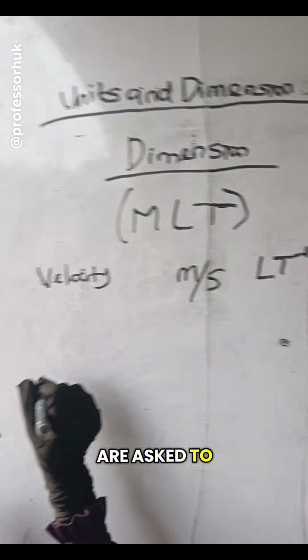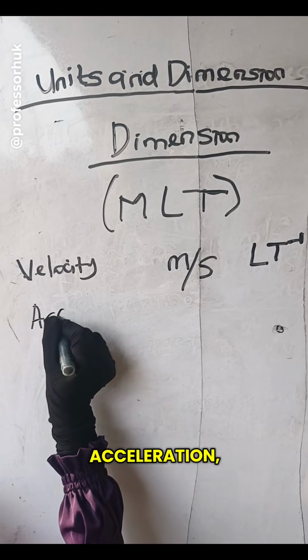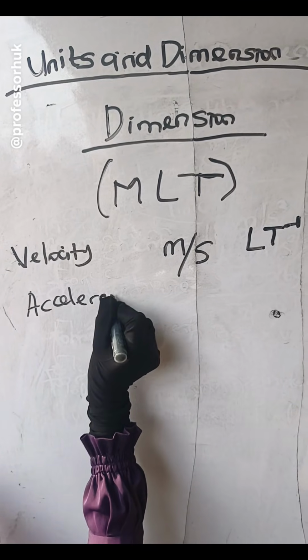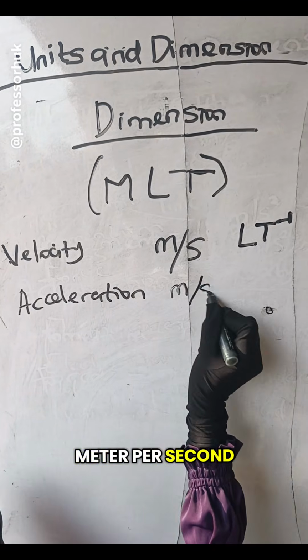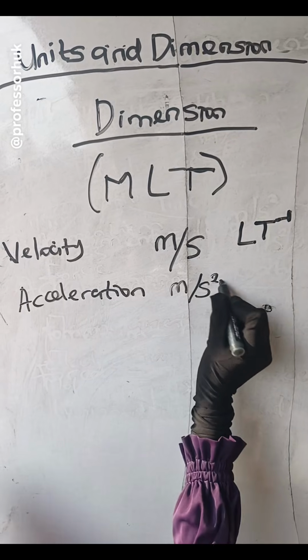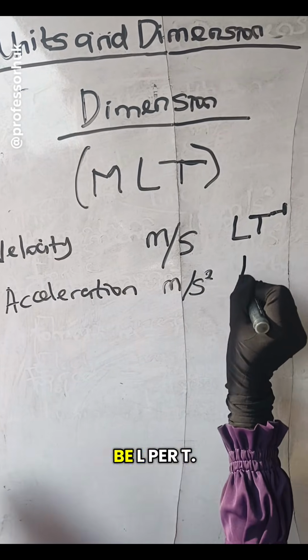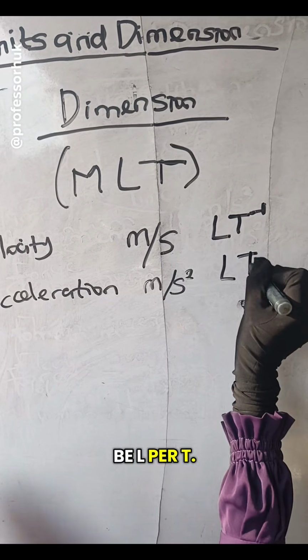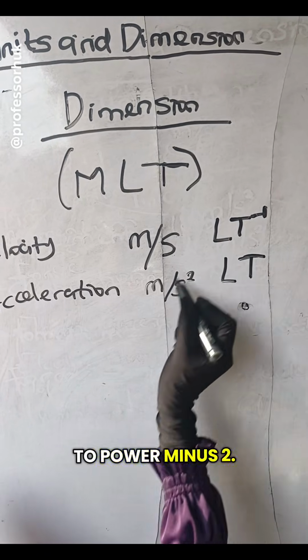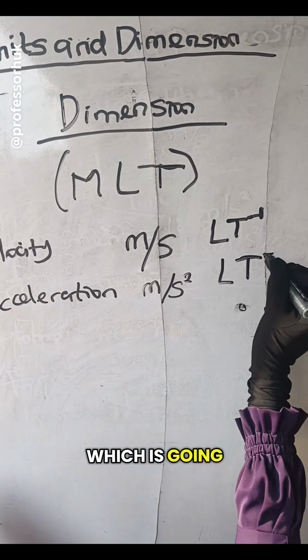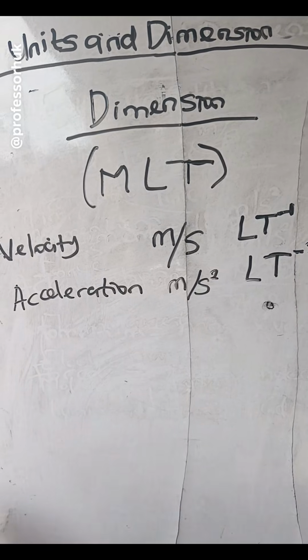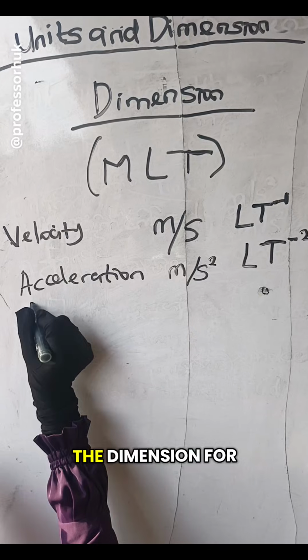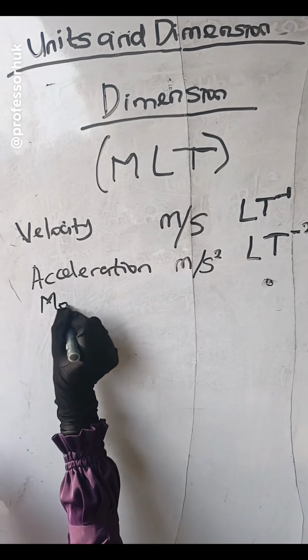If you are asked to find the dimension of acceleration, our acceleration is meter per second squared. So the dimension is going to be L per T, raised to power -2 because of the division sign, which is going to give us L T^-2. Now we are asked to find the dimension for momentum.